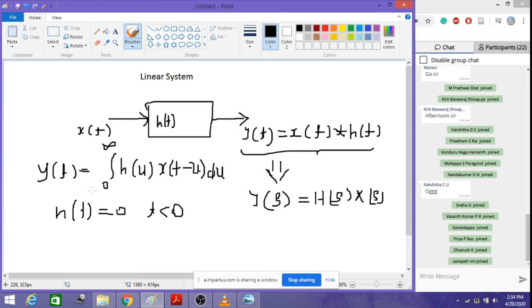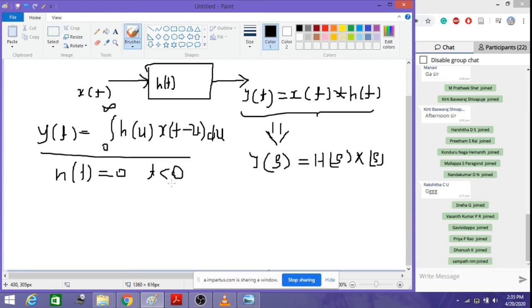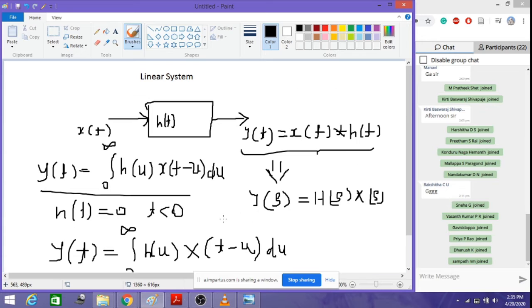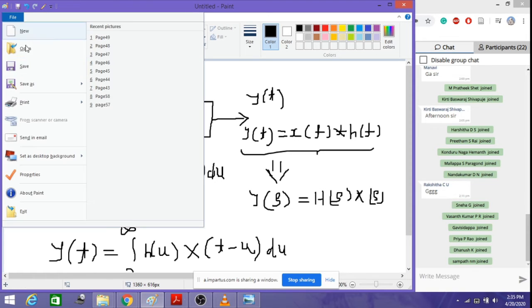Now if we try to relate this normal x of t signal to our random process case, then y of t is equal to the integral from 0 to infinity of h of u into, now this can be written with the capital X to represent the random process, it's not any arbitrary signal. So now it is X of t minus u into du. Now let us find the mean of this y of t process here. So the y of t process here is now the random process we are talking about. Let me save this page.